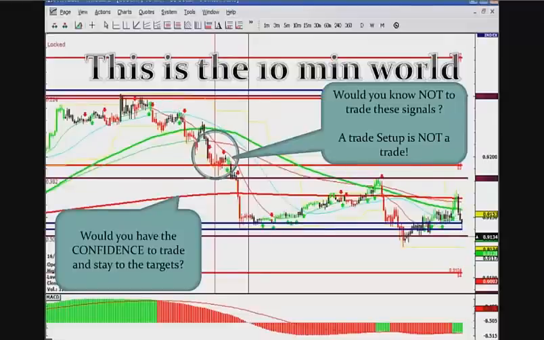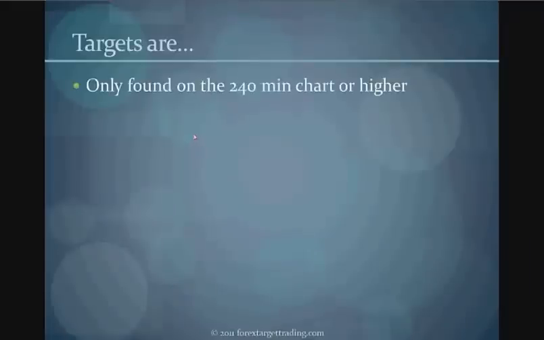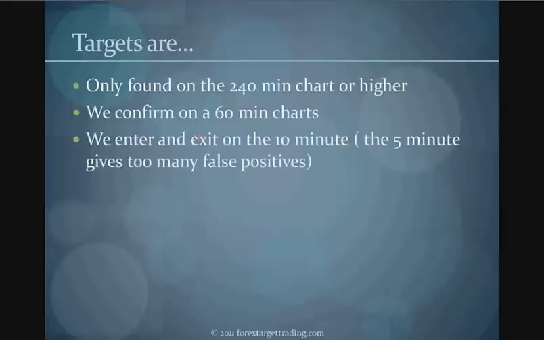And that's why traders who know how to target trade make thousands more pips than traders who retail trade for 5 to 8 pips. All right? So, targets are only found on the 240-minute chart or higher. We confirm on a 60-minute chart. We enter and exit on the 10-minute chart.